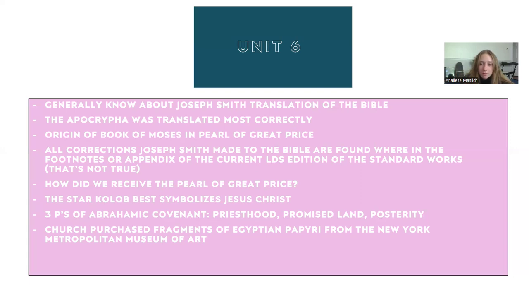All corrections Joseph Smith made to the Bible are found in the footnotes or appendix of current LDS teachings and standard works. It's not true. They're found other places. How did we receive the Pearl of Great Price? And a hint for this, it has to do with Franklin D. Richards. Know that the star Kolob best symbolizes Jesus Christ. And also know the 3 P's of the Abrahamic covenant, which are priesthood, promised land, and posterity. And then just know that the church purchased fragments of Egyptian papyri from the New York Metropolitan Museum of Art.